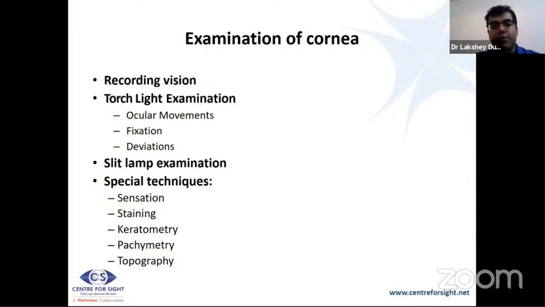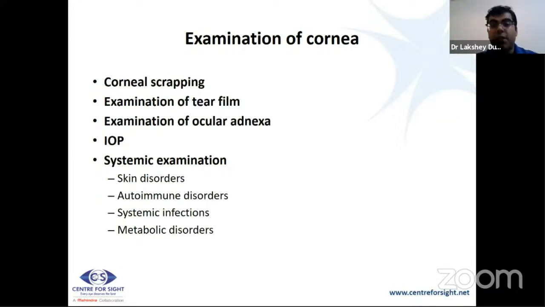Now is clinical examination. So examination of cornea starts right from the recording of vision, then torchlight examination, slit lamp examination, then special techniques like checking for corneal sensations, staining, keratometry, pachymetry, topography, corneal scraping, examination of tear film, examination of ocular adnexa, IOP, and then systemic examination. So all this includes examination of cornea. But here, I think it is about clinical examination.